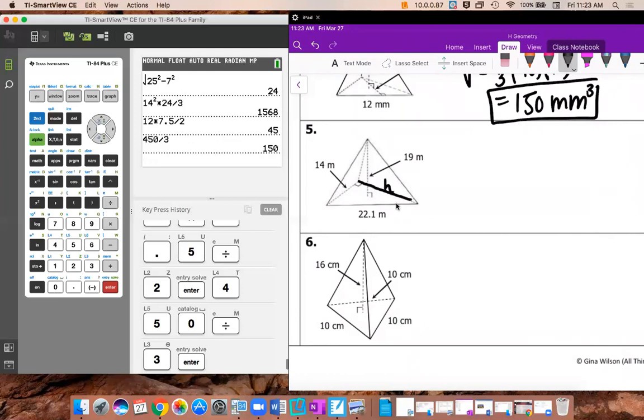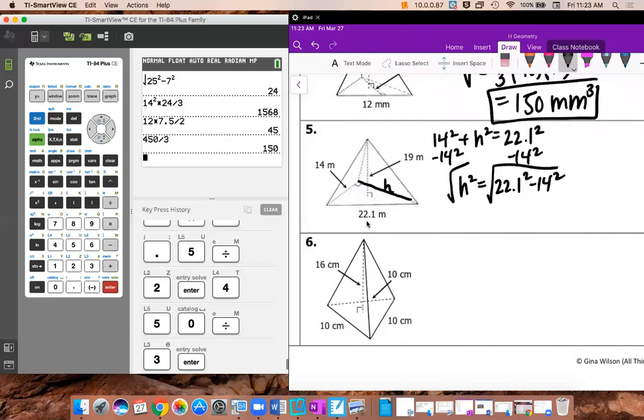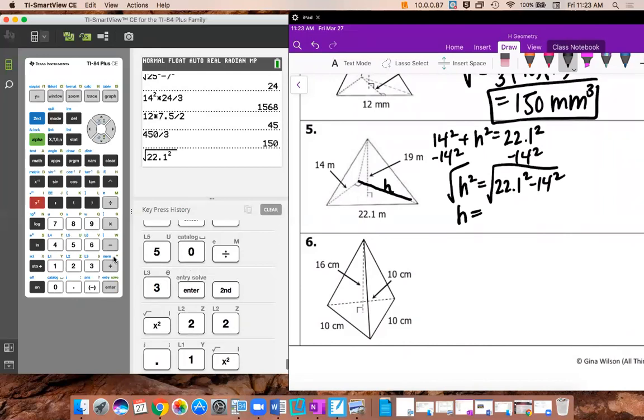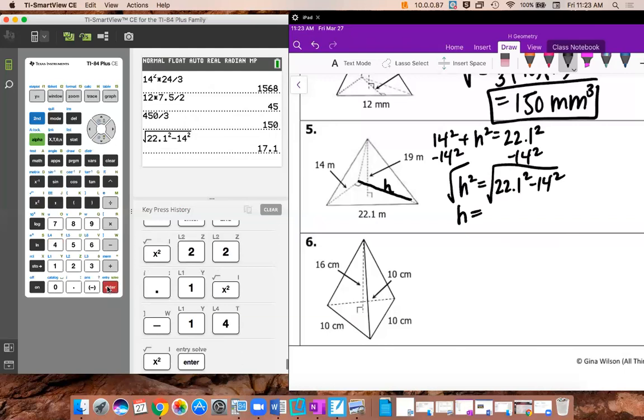So we can do the Pythagorean theorem of this triangle right here on the bottom to find this height. So I'm going to do 14 squared plus height squared equals, and then I know this is my hypotenuse because it's across from the 90, so 22.1 squared. All right, and I'm just going to solve for it. So subtract 14 squared from both sides. So we got height squared is 22.1 squared minus 14 squared, and then again, you just take the square root. We're going to plug that in. So square root of 22.1 squared minus 14 squared. And we get that that's 17.1.